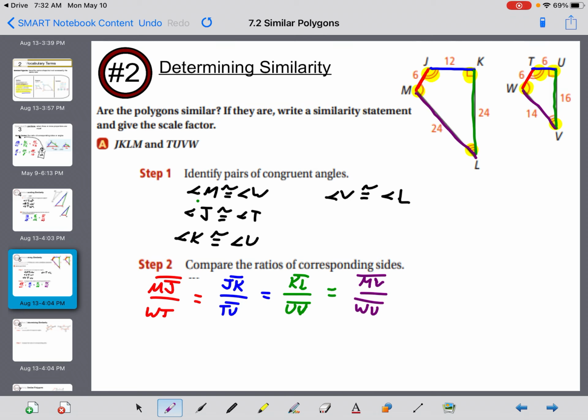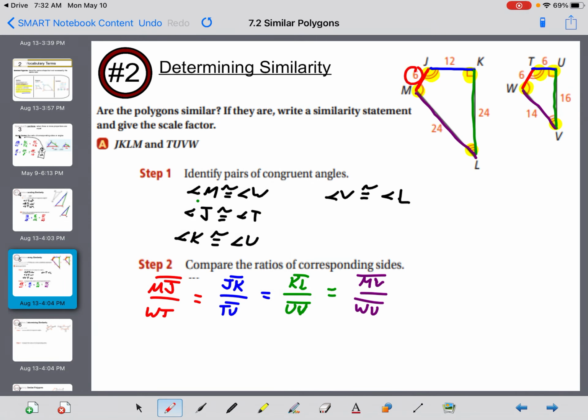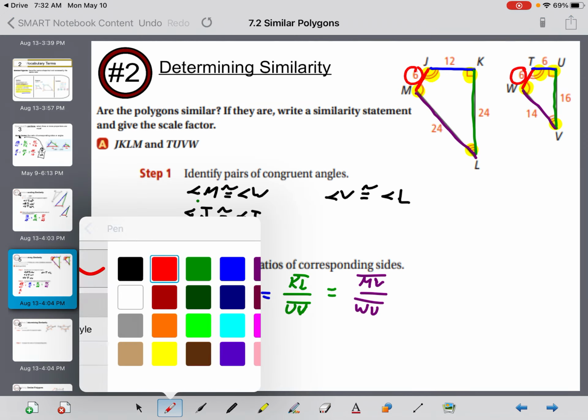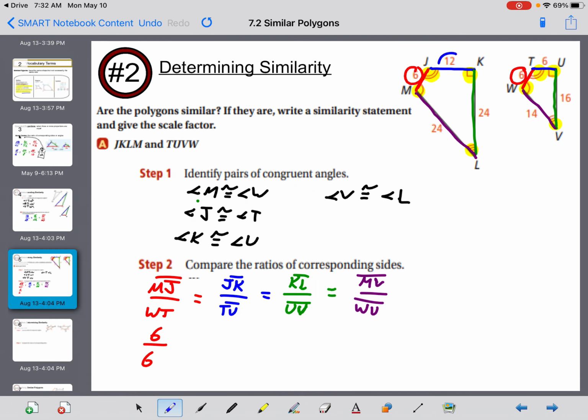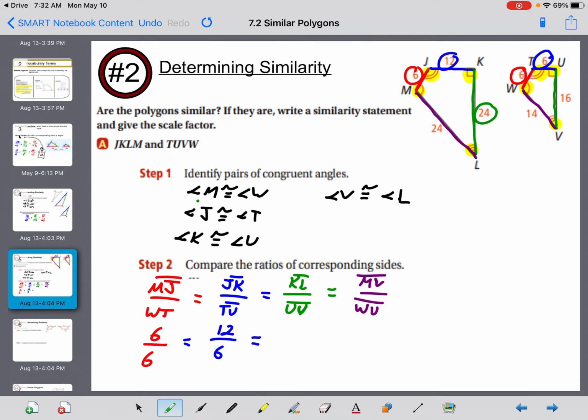Now, it says compare the ratios of the corresponding sides. Well, let's see. If we were to replace these with their actual numerical values, MJ is 6, WT is 6. JK is 12, TU is 6. KL is 24, UV is 16.